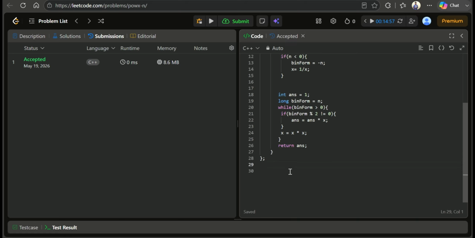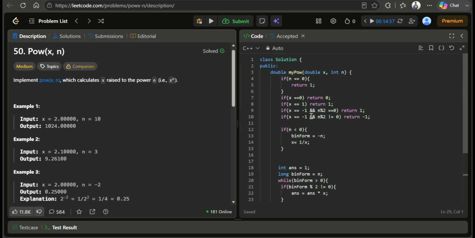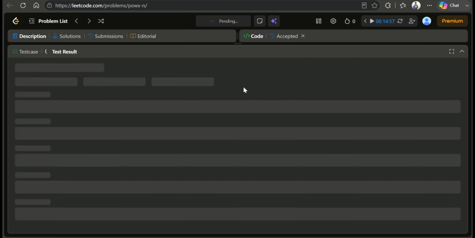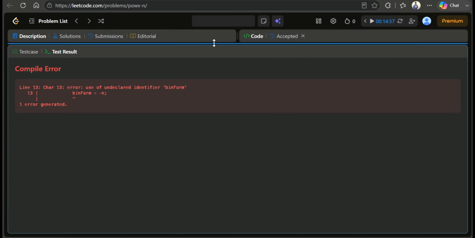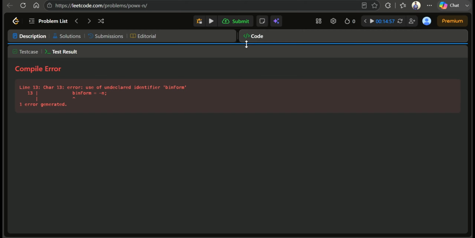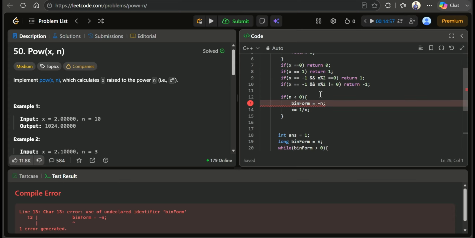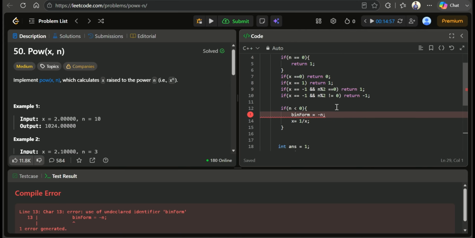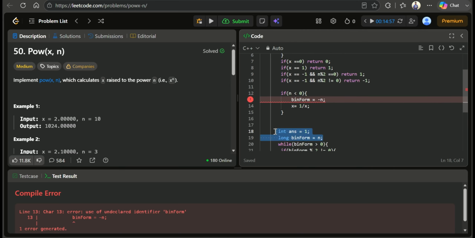Let's try to run this and then submit it. Okay, let's run. Uh-oh. Undeclared identifier. We got undeclared identifier. What does that even mean? Let's go to the code. Let's see here. Binary form is not declared. Oh, we had to declare this value before here.